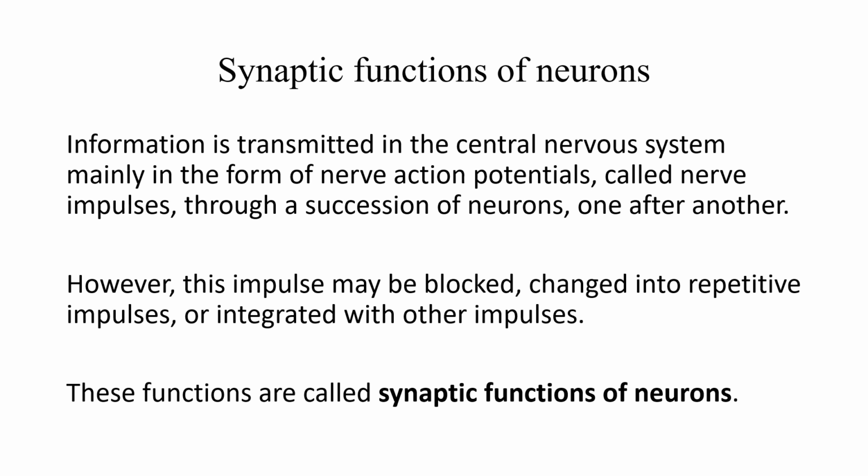The communication through the synapses is not always straightforward or just as simple as one-to-one communication. It can get very complicated. The signals, or the action potentials, between these neurons can be blocked along the way, or can be repeated several times, or can be integrated with other types of impulses, and this is what we call the synaptic function of neurons. We're going to learn more about it later.